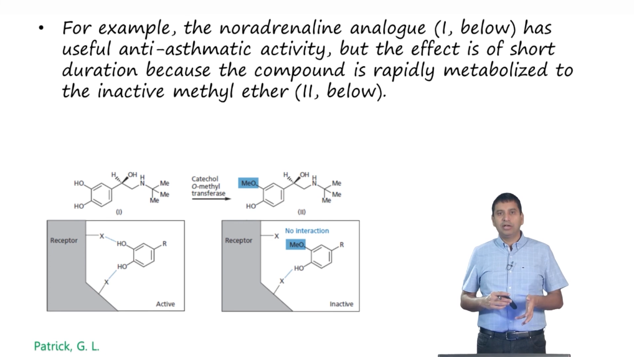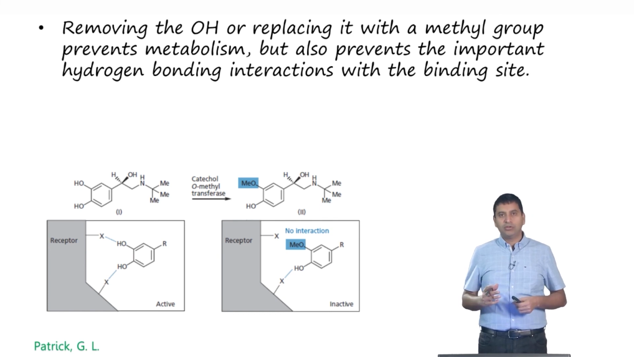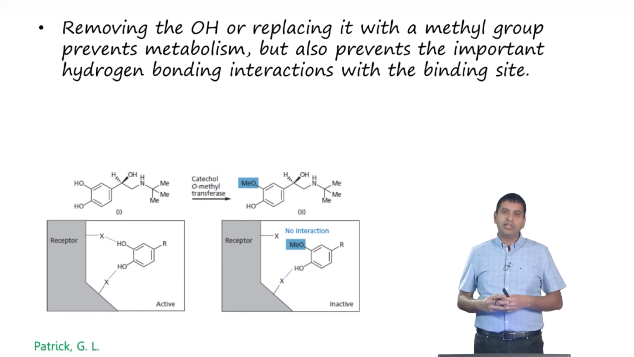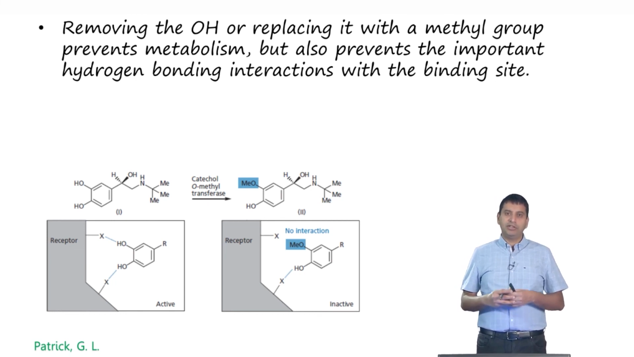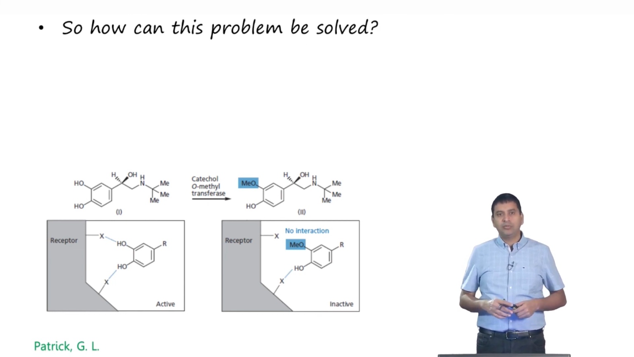For example, the noradrenaline analog below has useful anti-asthmatic activity, but the effect is of short duration because the compound is rapidly metabolized to the inactive methyl ester shown here. Removing the OH group or replacing it with a methyl group prevents metabolism, but it also prevents the important hydrogen bonding interaction with its binding site. So, how can this problem be solved?